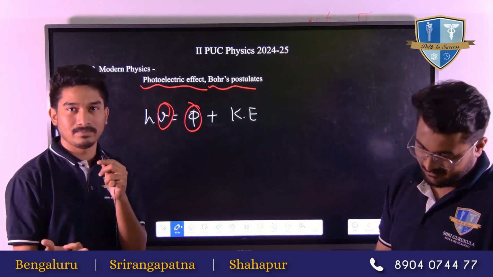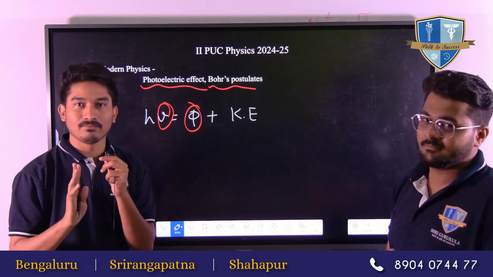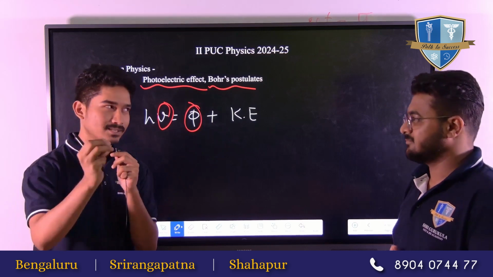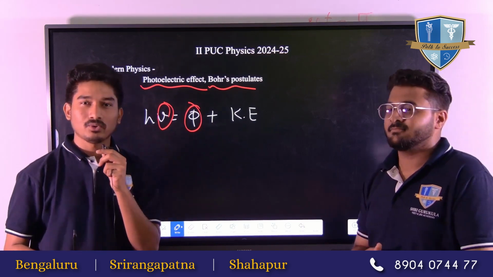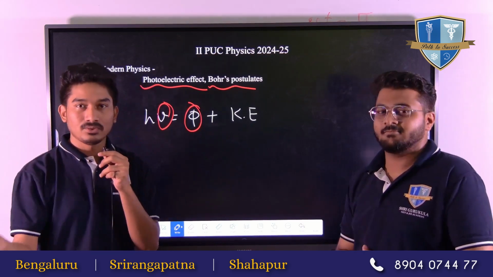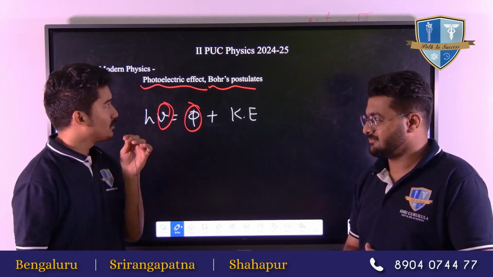Easy MCQs there will be. Direct formula based questions will come from modern physics. Modern physics is one of the easiest topics in our class 12 because you just remember the formula, use the formula, and you'll get your answers. So these are some important topics.